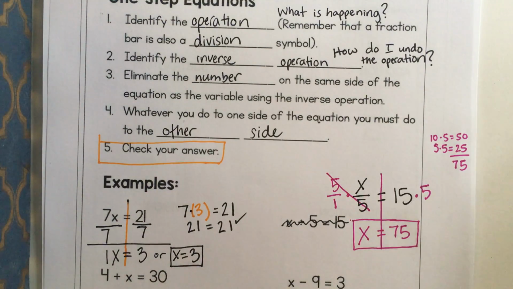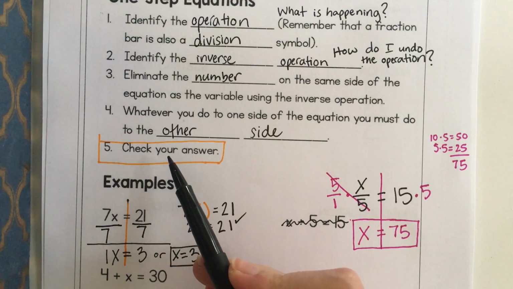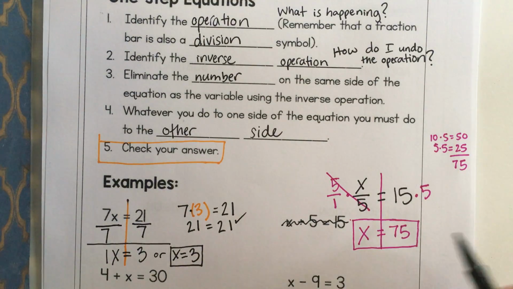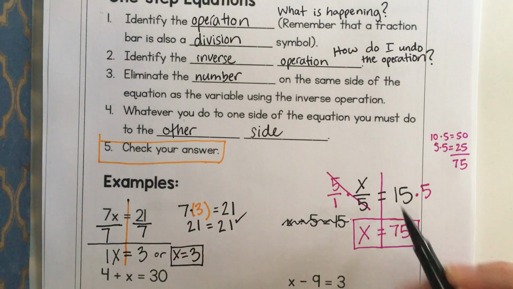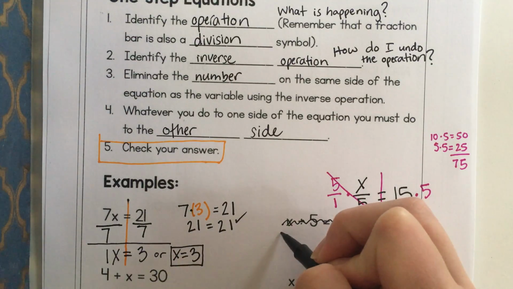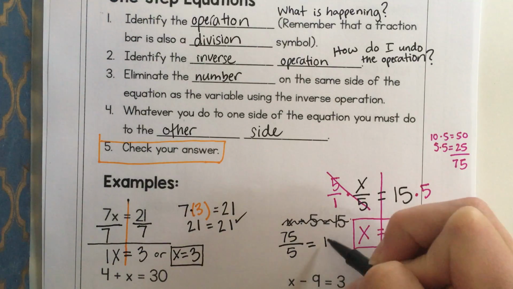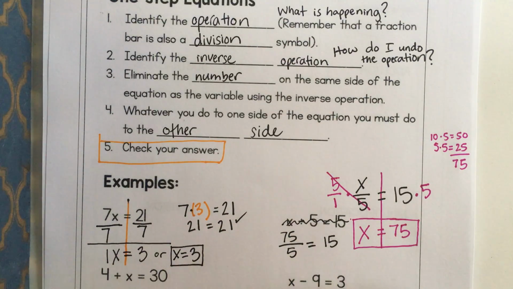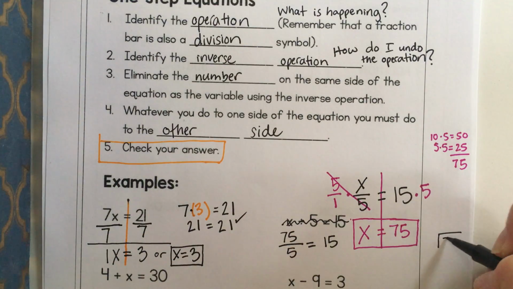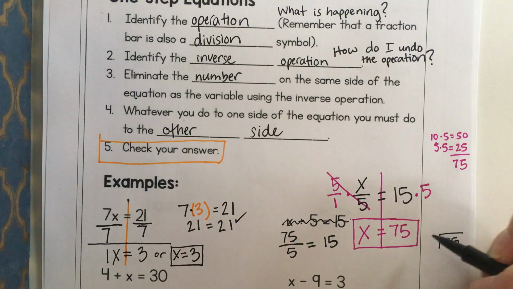No, I'm not done. I need to check my answer. I need to go back and plug in my answer. So I'm replacing 75 where there was an x. So 75 divided by 5, and I want to know if that equals 15. That might mean off to the side, I have to set up my long division, 75 and 5.